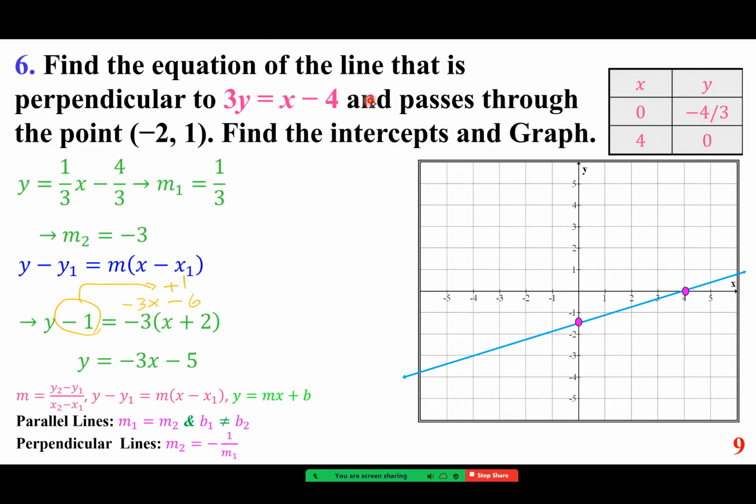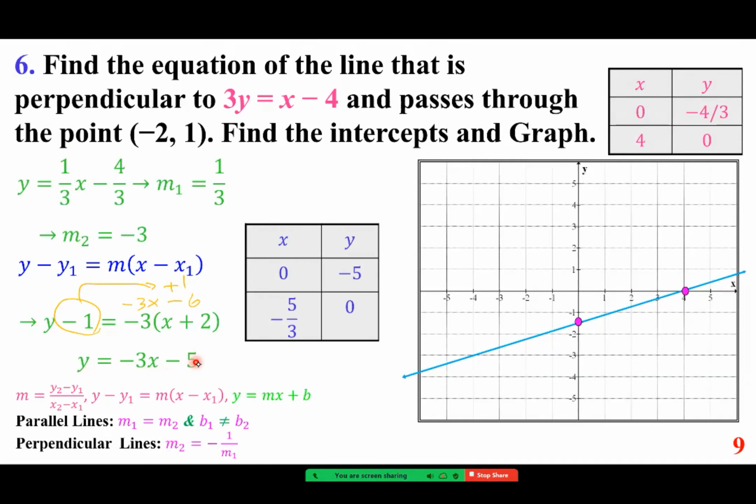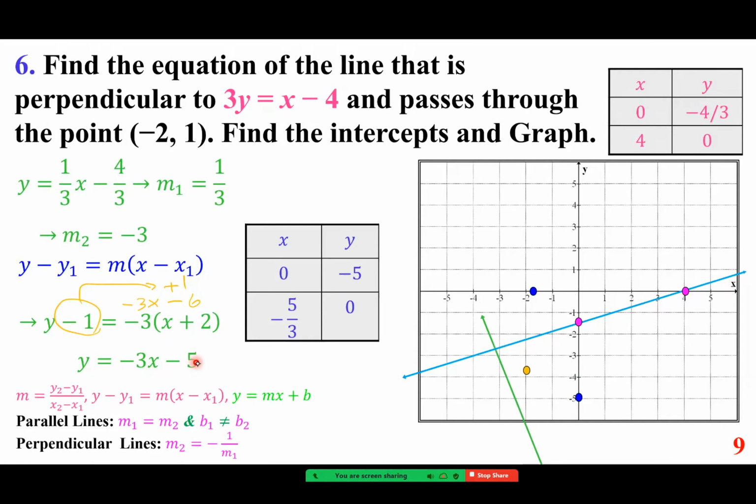The line we want, in this case, 0, -5 is the y-intercept. And if you set this one equal to 0, x becomes -5/3. I assume everybody can see that. And we pinpoint those two pairs and draw a line. We also notice that -2, 1, as expected, this line contains it. So that's how you come up with this.